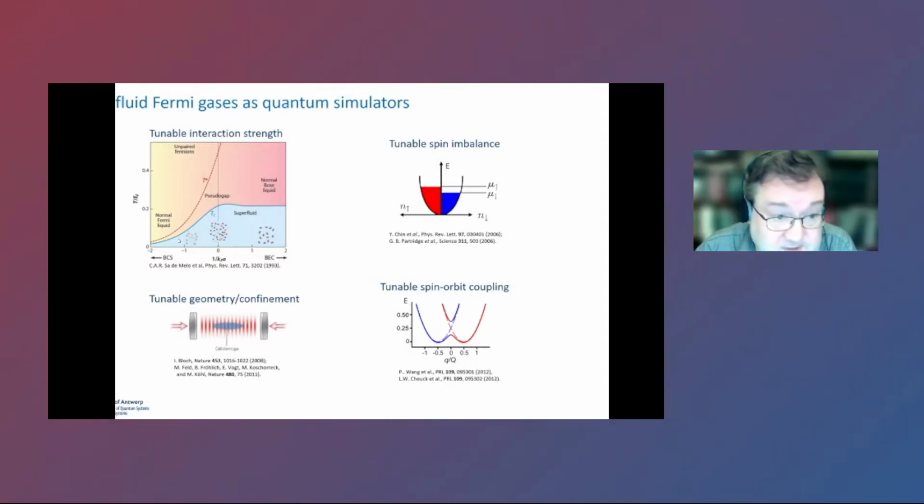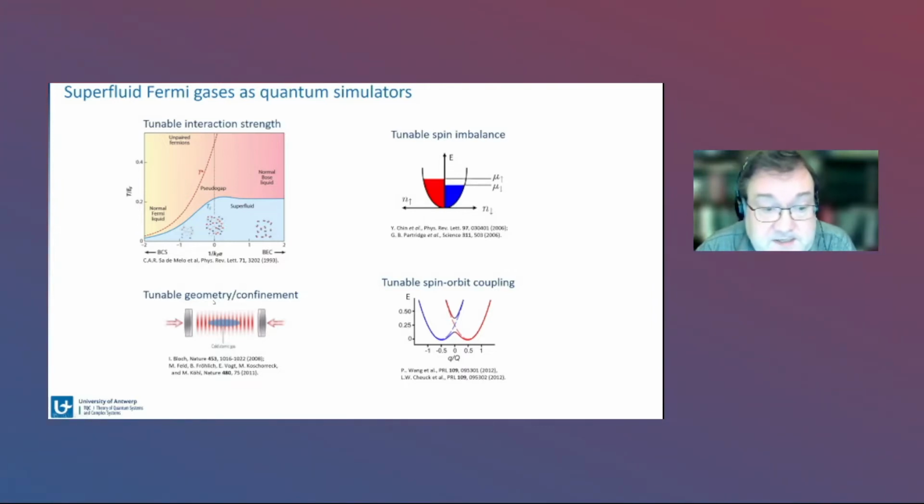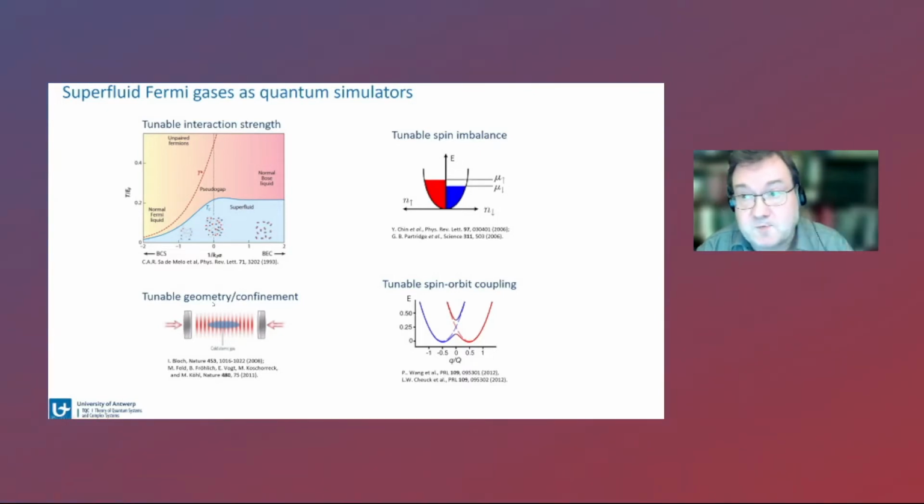But there's more than that. You can also tune the geometry, the dimensionality of the system through confinement. I will come to that in a minute to tell you a bit more about that. But there are many other knobs. There's, for example, the spin imbalance that you can tune. So you don't need to have an equal amount of, let's say, spin up and spin down pairing partners in these systems. You can think of this one as an artificial Zeeman field that you add. Then you can also add spin-orbit coupling to the system.